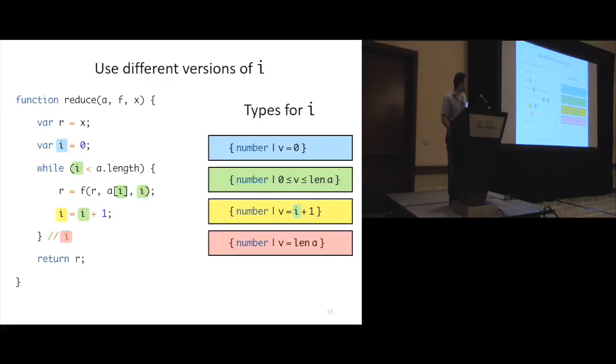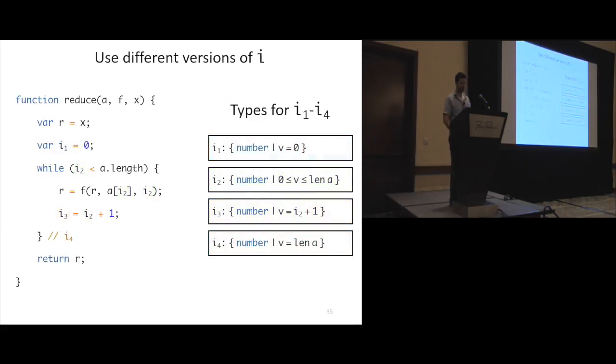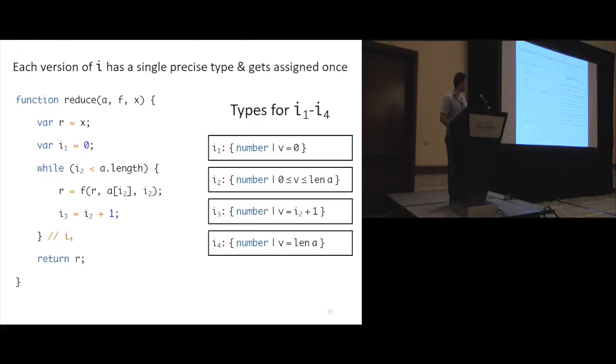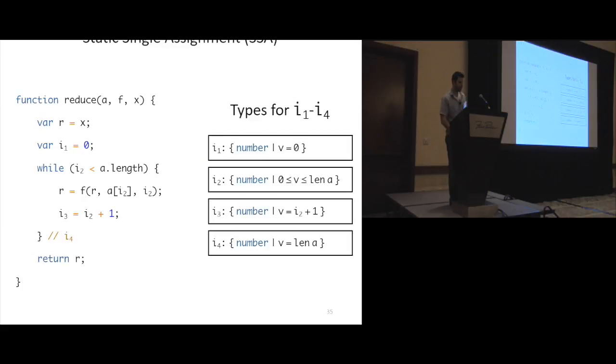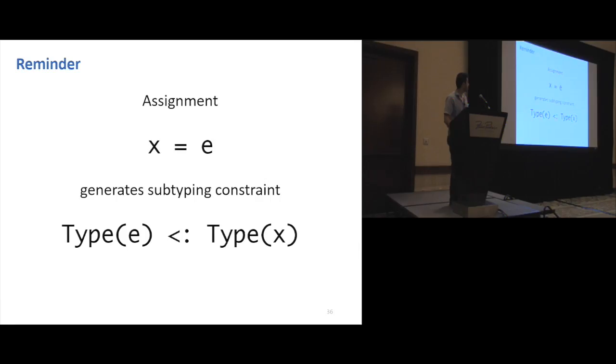So now the different colors with versions that use script, and now we don't need the colors anymore. Each version of I now has a single precise type, but this is a transformation from the compiler's literature called static single assignment. Have computed for the program. As a reminder, an assignment of the form x.